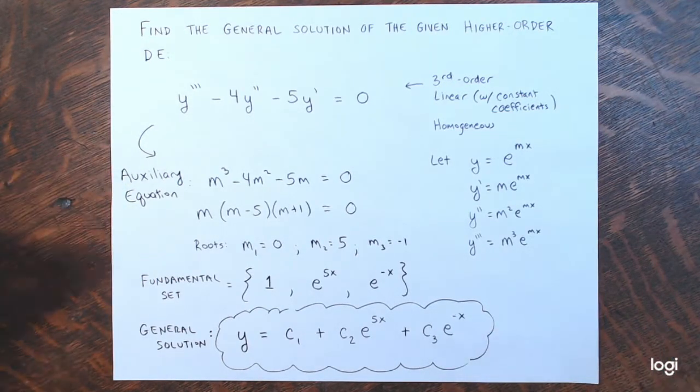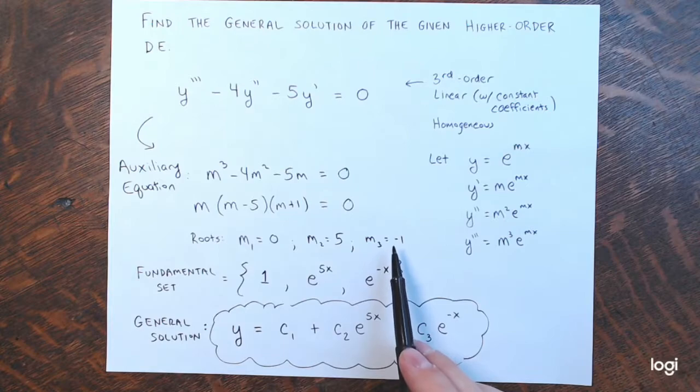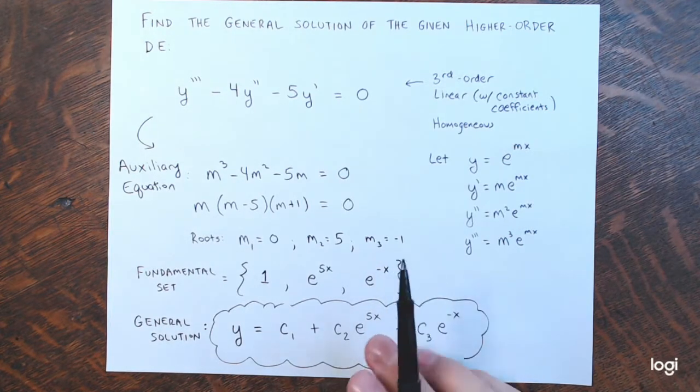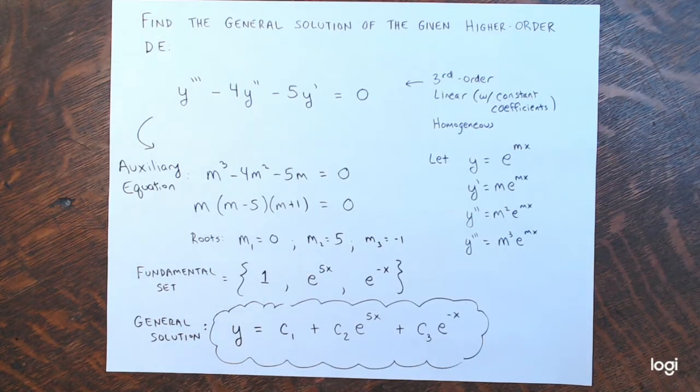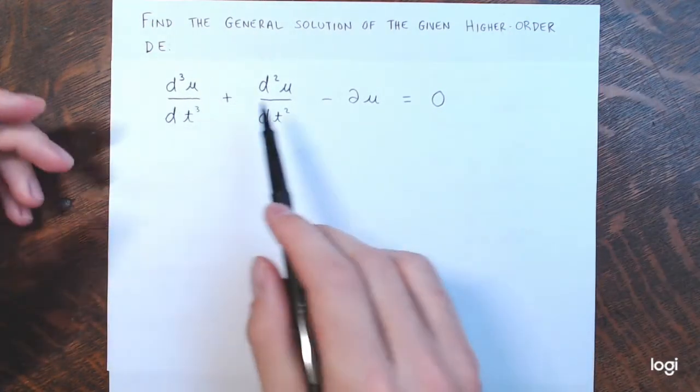Okay. So that was my first example where, again, all the roots of the auxiliary equation were real numbers and distinct. They were all different. They all had a multiplicity of 1. All right, so let's take a look at my next example. This one's written a little differently. And it's still the same setup.